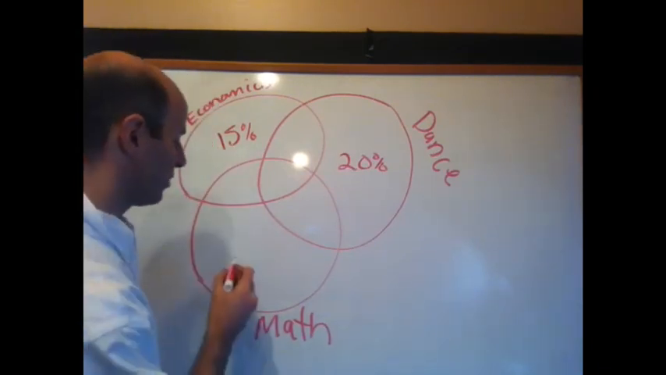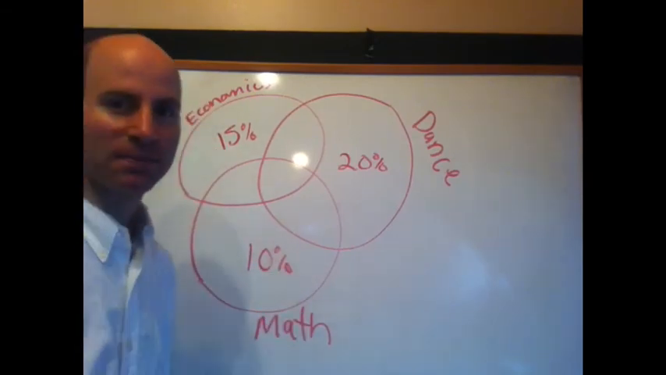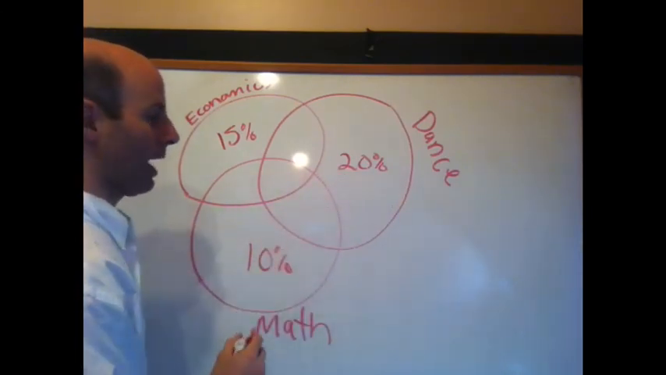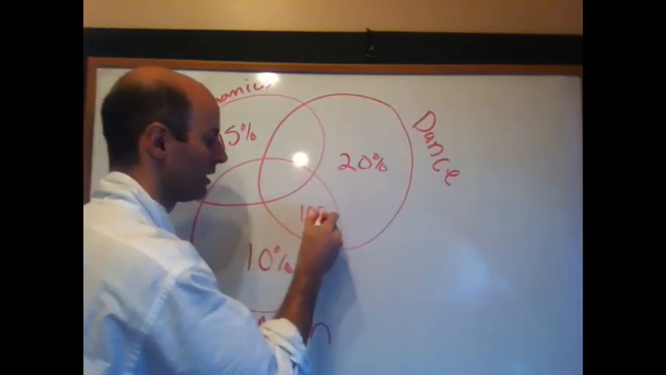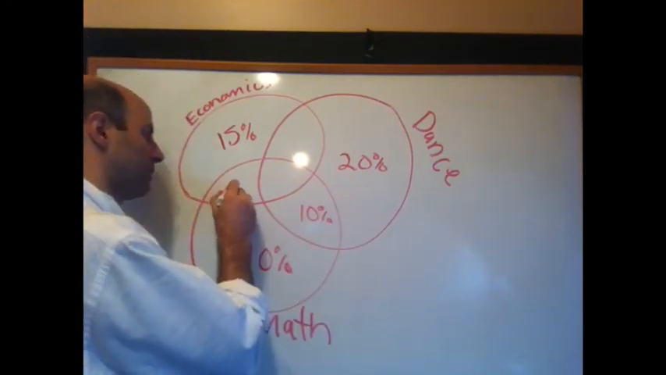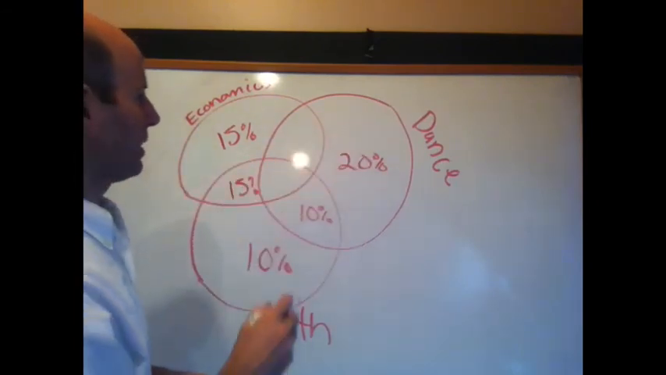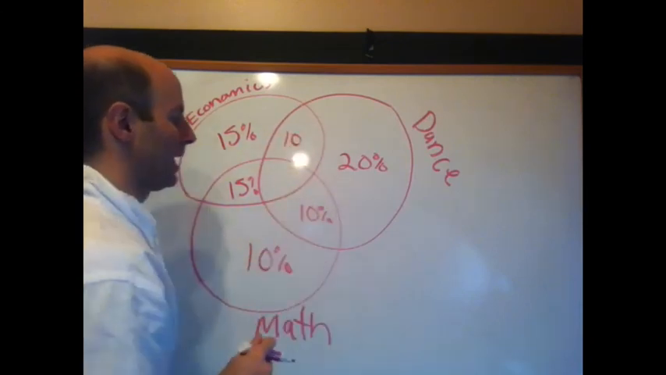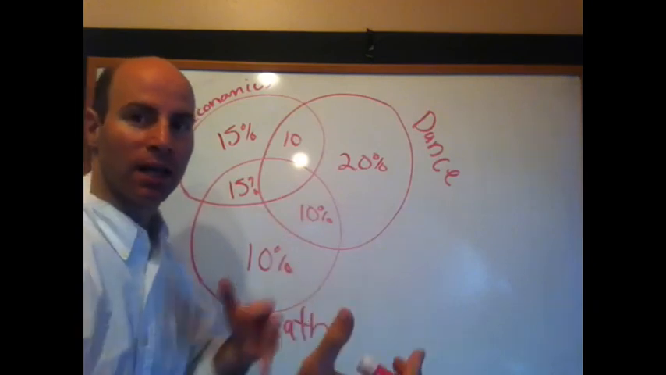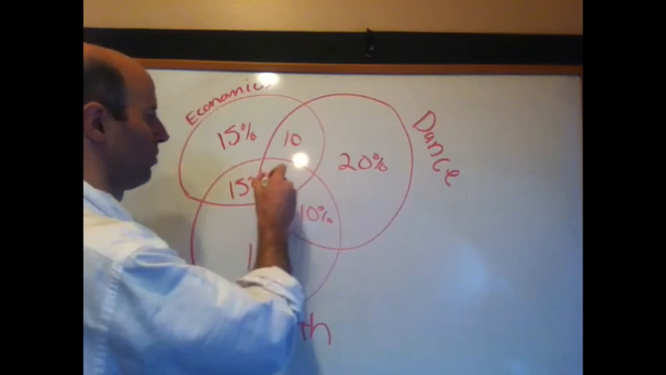And in our math class, we had, shockingly, 10%. Okay, well there was some crossover. There were some students that took dance and math, and that was about 10%. And there were some economics majors, and they also took some math. That was another 15%. Okay, and there were some economics and dance majors. That was about 10%. And there were some students that took all 3. They wanted a little bit of dance, a little bit of economics, a little bit of math, and that, let's say, was 10%.